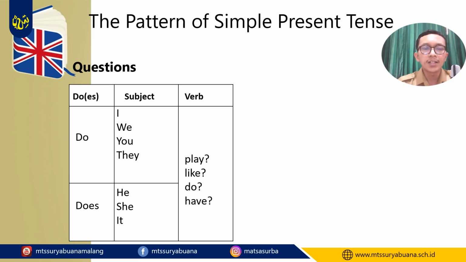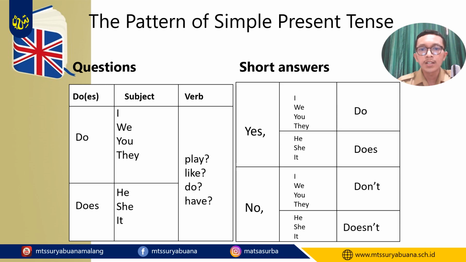But if you want to use a subject like he, she, or it, you have to use does at the beginning of the sentence. For example, does he do, does she play, does it play? Something like that.